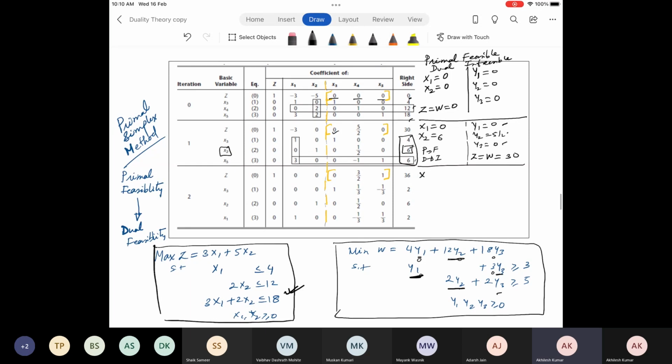Now the last iteration, where we know that the primal is optimal. x1 equals 2, x2 equals 6. y1 you have got equals 0, y2 equals 3 by 2 and y3 equals 1. Plug in these values and tell me which one is feasible.